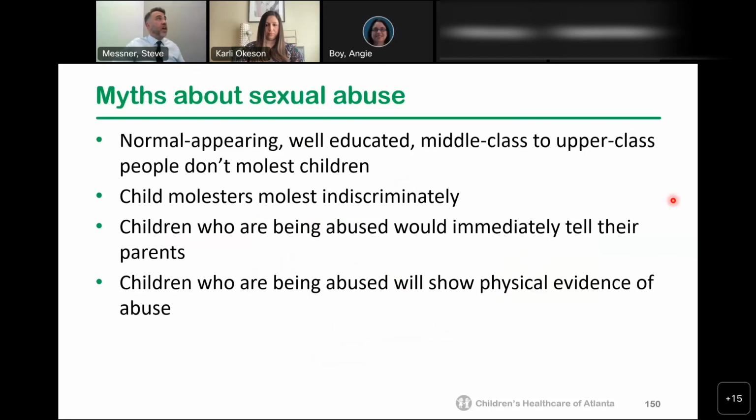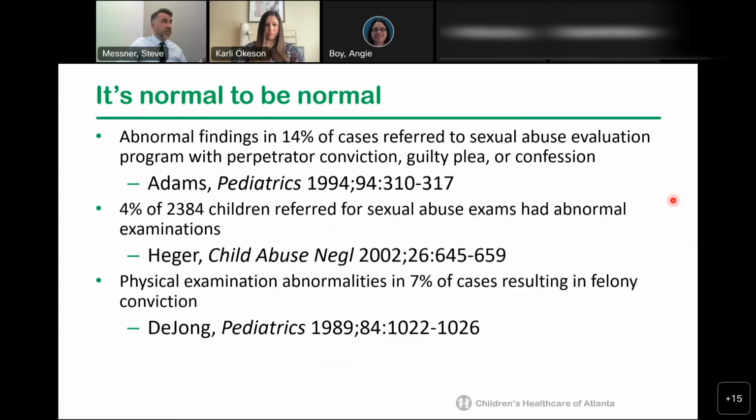So we know that there are lots of myths out there: that this doesn't happen in certain neighborhoods, that molesters molest indiscriminately, that children would immediately tell their parents, that they would immediately show physical evidence of abuse. There are great studies that look at hymens and whether or not you see findings. It's very rare. So look at this one: abnormal findings in only 14% of cases referred for sexual abuse evaluation. Here's only 4%.